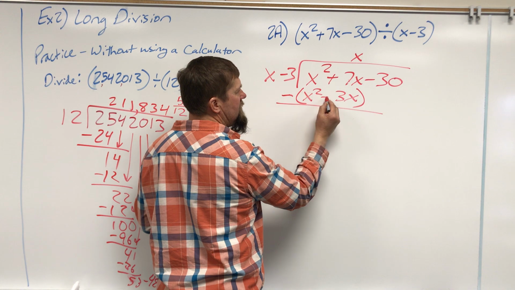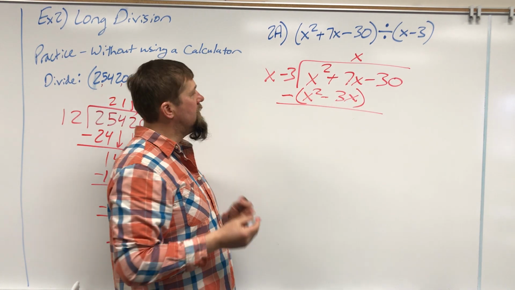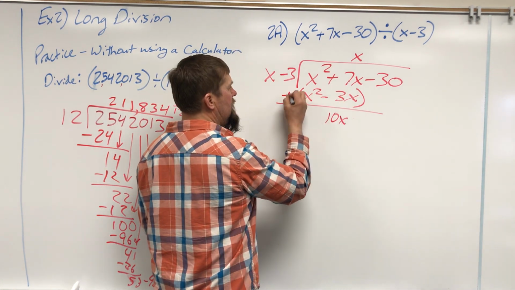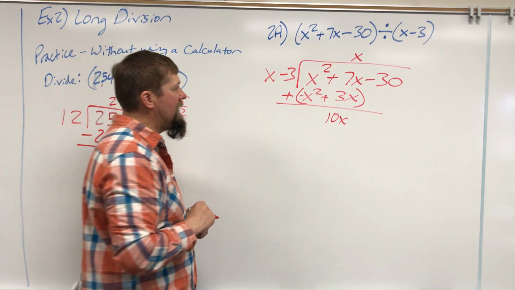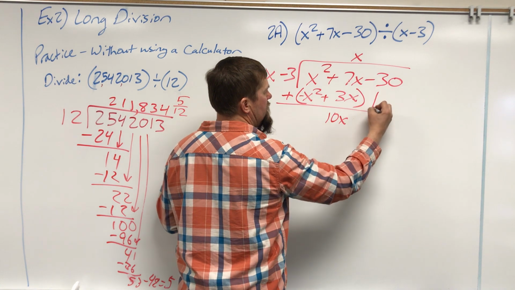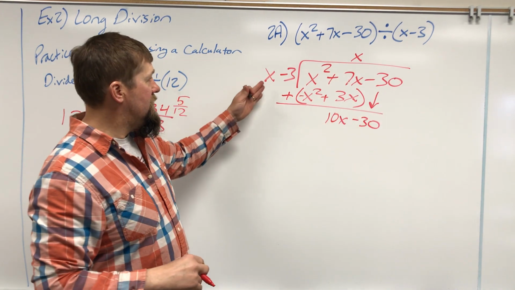7x minus negative 3x is not 4x. A lot of us think it's going to be 4x. No, it's 10x because you're changing the sign, right? You're adding the opposite. You're adding 3x. So 7x plus 3x is 10x. I'm going to drop my minus 30. I do the same thing I just did.